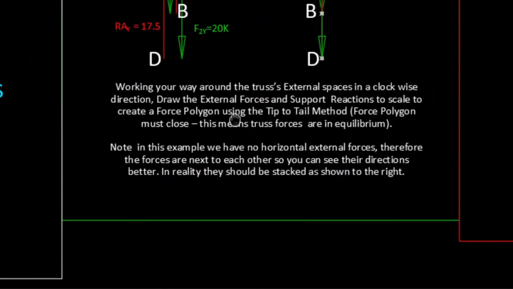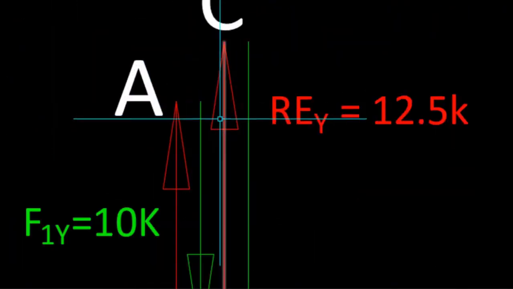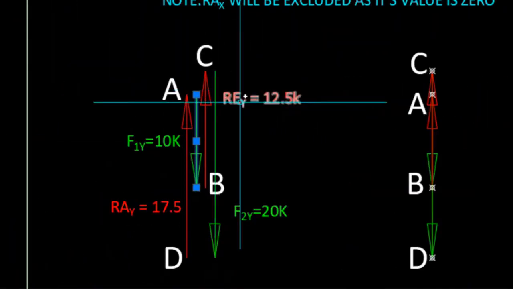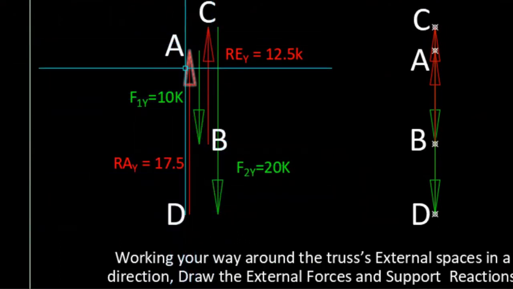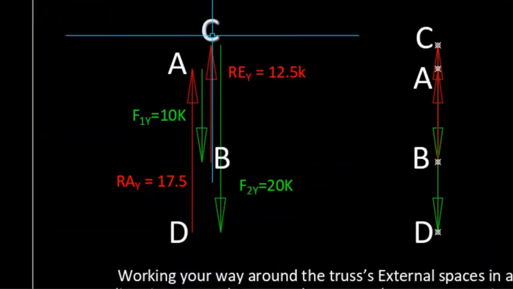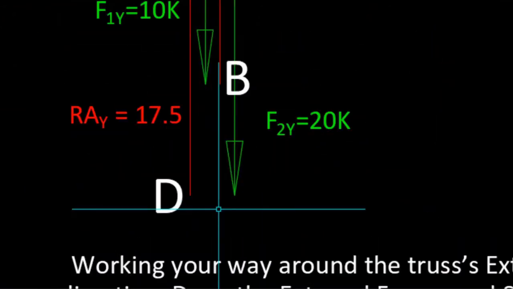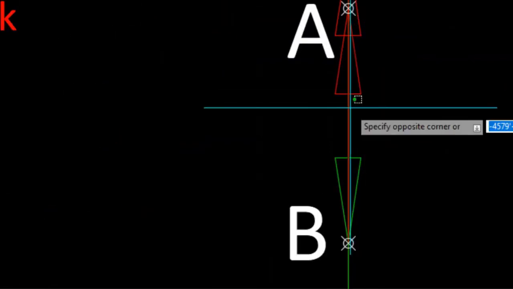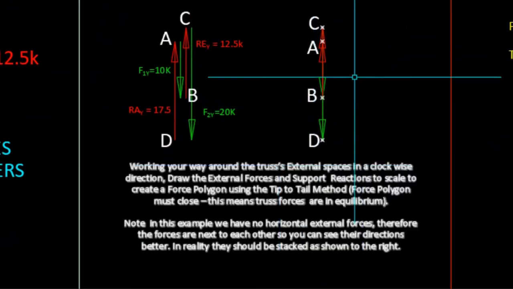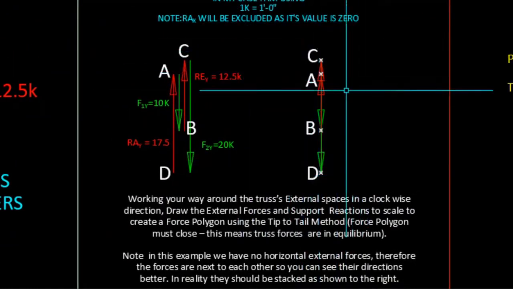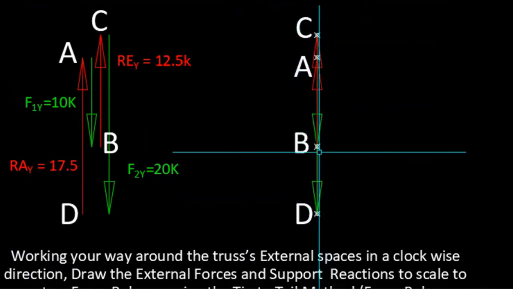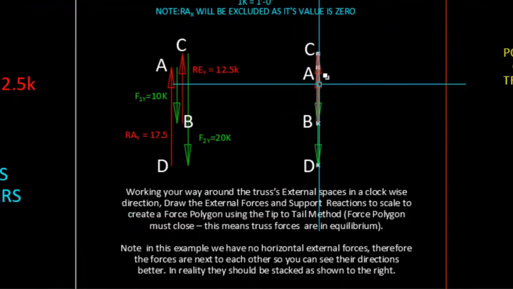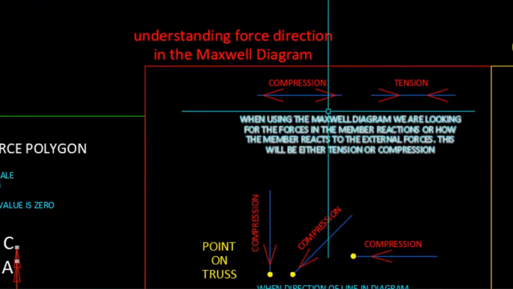Okay. Once again, remember that I place these forces next to each other just so it makes it a little bit easier to see where the forces are translating upward or downward and then back up and back down. You'll notice that when we stack these forces up, they actually do close. Also, once again, note that we have no horizontal translation. So our force polygon in this case is a vertical line. Moving on.